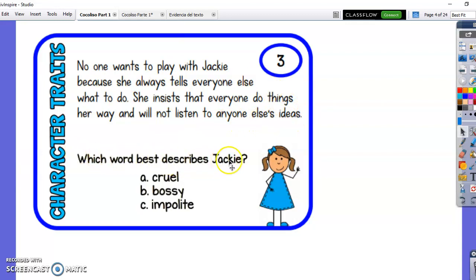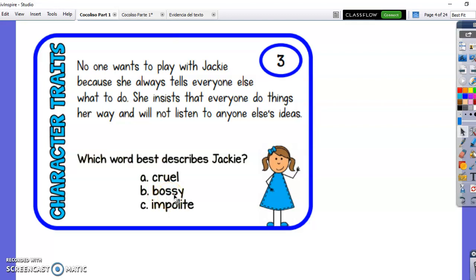Which word best describes Jackie? Jackie is bossy. You could definitely say she's impolite too. We don't know that she's really cruel. That's something like really mean. But we know she tells everyone else what to do. That is our context clue to tell us that she's bossy.